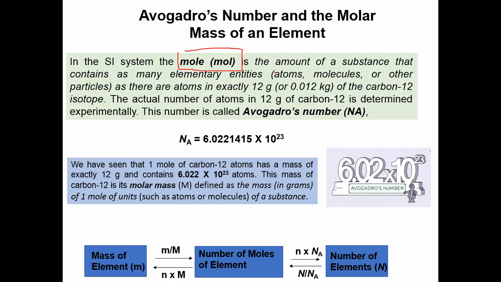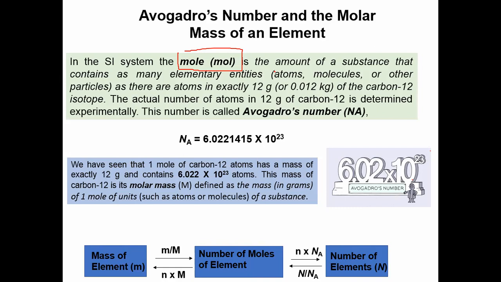So what is this mole? This mole is the amount of substance that contains as many elementary entities, atoms, molecules, or other particles, as there are atoms in exactly 12 grams of carbon-12 isotope. In other words, what is happening here is that 12 grams of carbon-12. I told you, right? Carbon might be 12 and carbon 13. So carbon 12 is taken, 12 grams, okay?